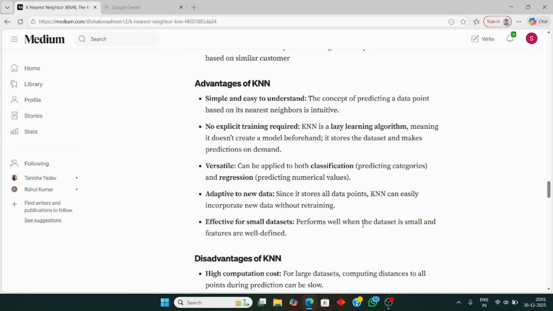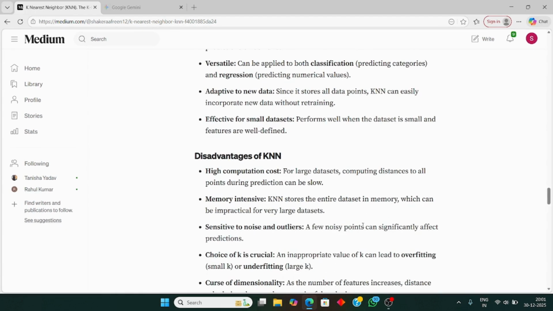Now, the disadvantages. It is computationally costly because it holds large datasets and computes distance to all the points during prediction, which can make it slow. It also stores the entire dataset in memory, which is impractical for large datasets.